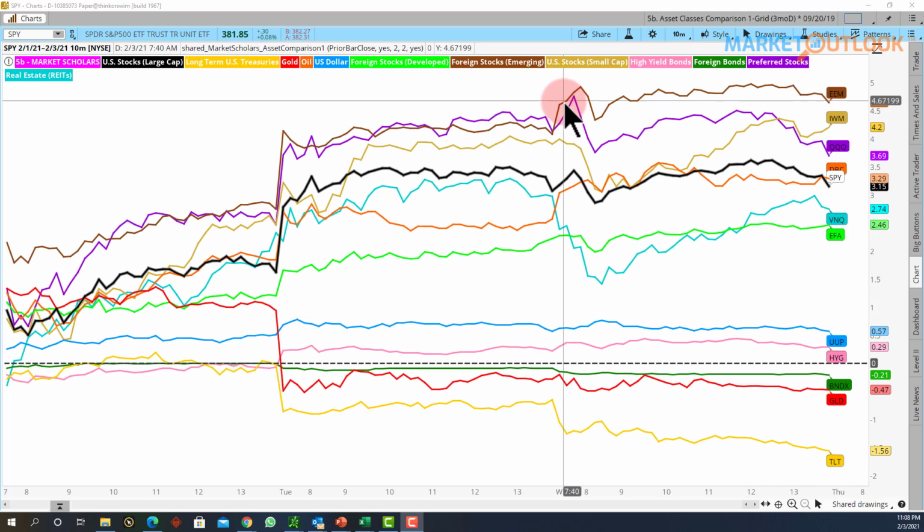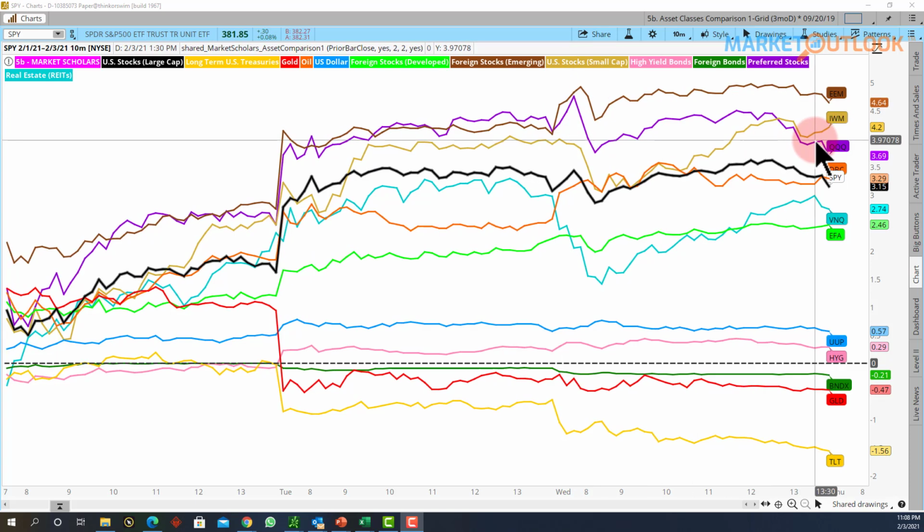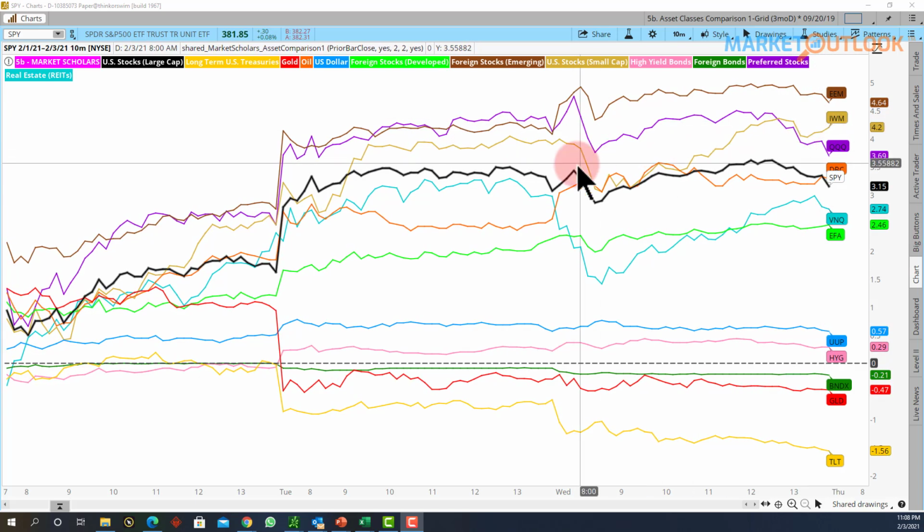Emerging markets, QQQ has been up big, 4% this week. Small cap stocks have been up big, so they both have been rallying instead of one or the other. They both have. Developed markets lagging behind. Commodity prices have stayed strong despite the weakness in the dollar.